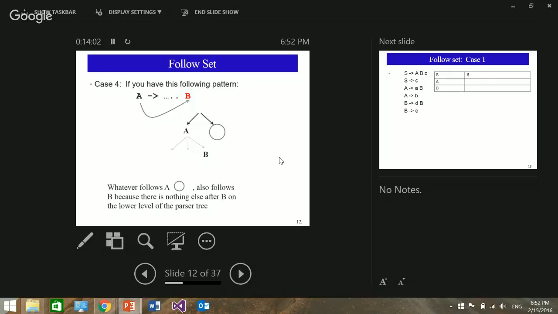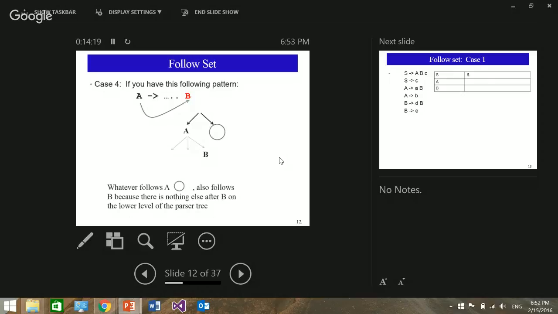We already saw this case. C follows the B, but if B was to drop out, then C also follows the A. Okay. How about this case?